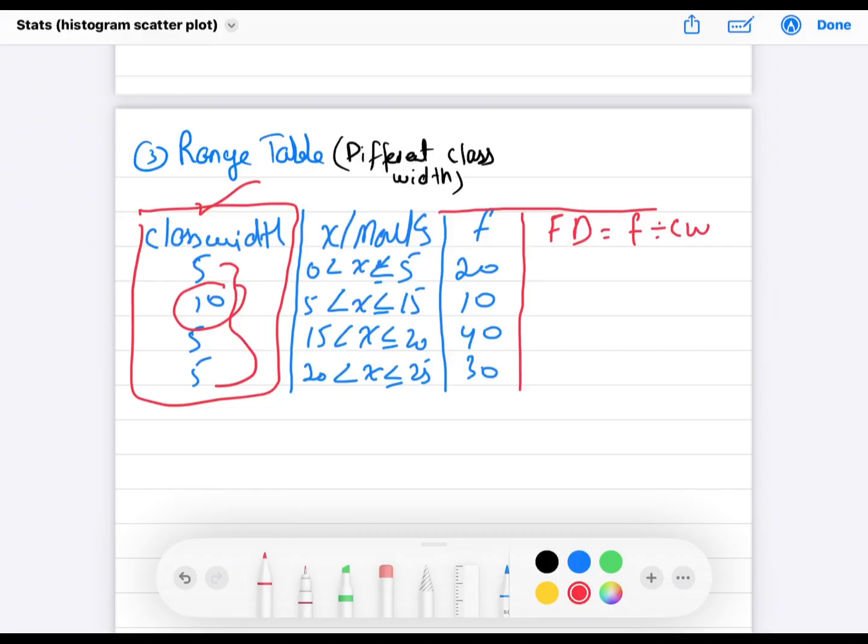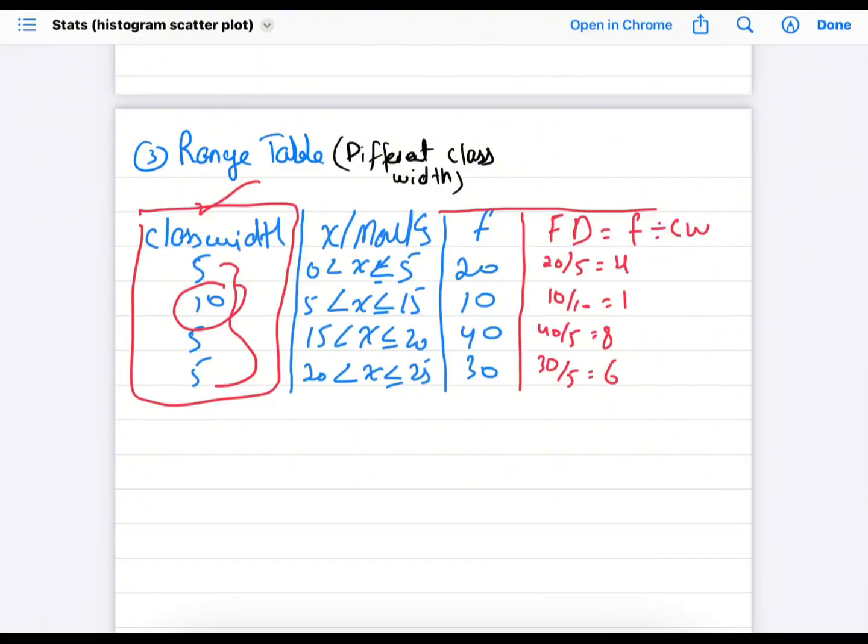Remember that when the class width is different, then frequency will be converted into frequency density. We have to make one extra column, and then we have to convert the y-axis into frequency density, not frequency. So now the frequency is 20 divided by 5 will be 4, 10 divided by 10 will be 1, 40 divided by 5 will be 8, 30 divided by 5 will be 6. So this is what we got, the frequency density.